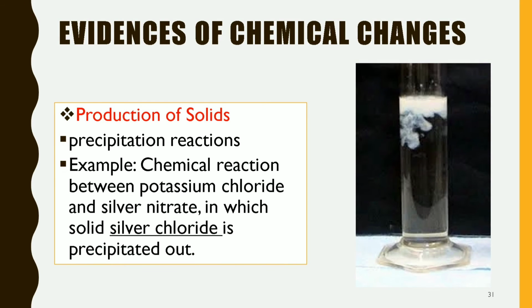One of the best examples of precipitation reactions is the chemical reaction between potassium chloride and silver nitrate, in which solid silver chloride is precipitated out. This is the insoluble salt formed as a product of the precipitation reaction.